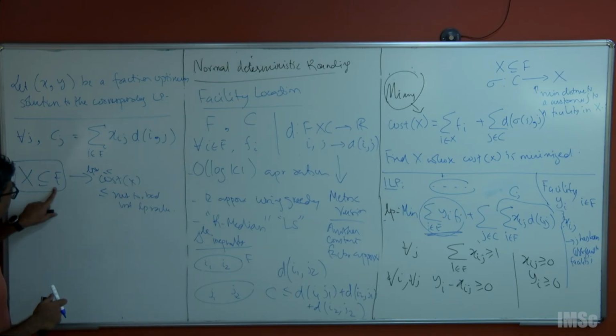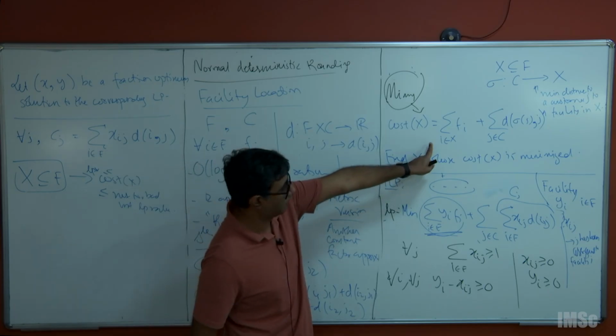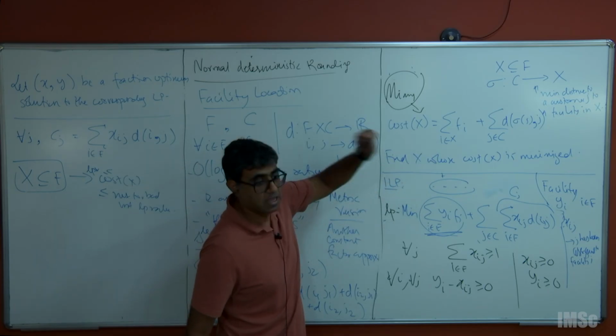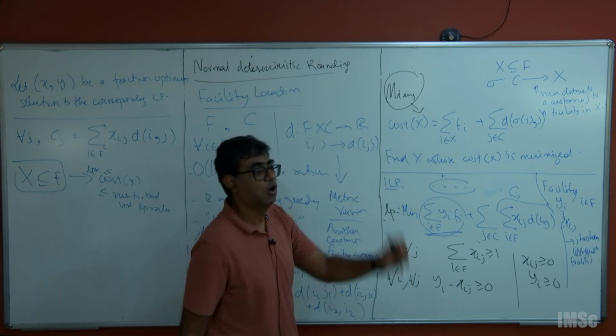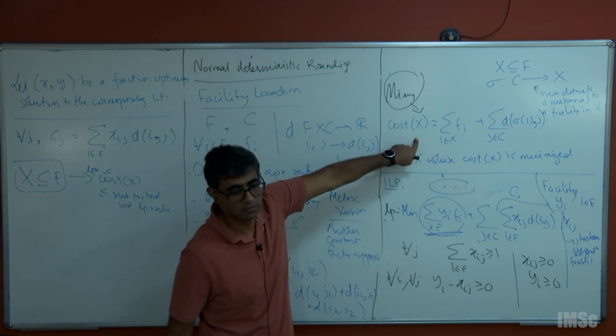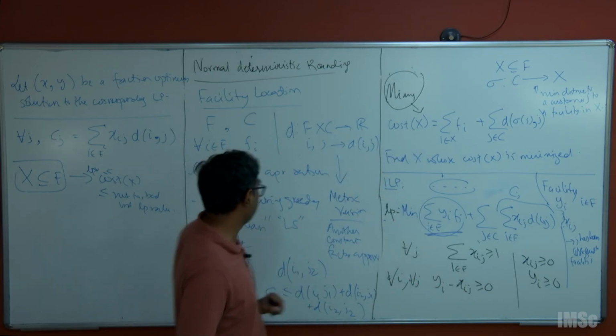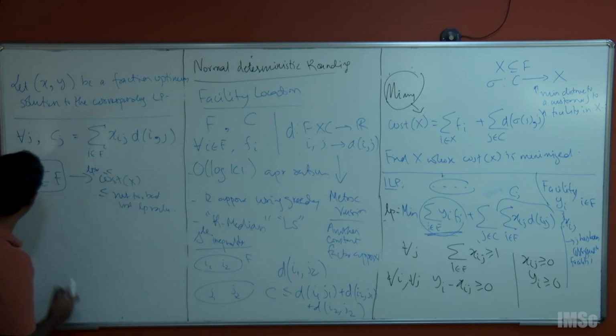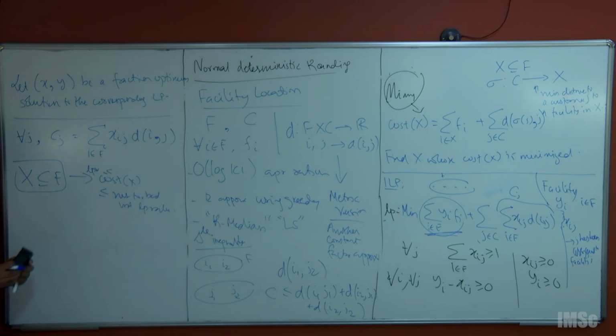Suppose I give you some subset X of F. I know how to define the cost of X, right? Once I give you a set X, where I'm going to open my facilities, the cost of X is extremely well defined. With the help of my x and y, I'm going to tell you, please open your facility on this set X. That's all that I'm saying.